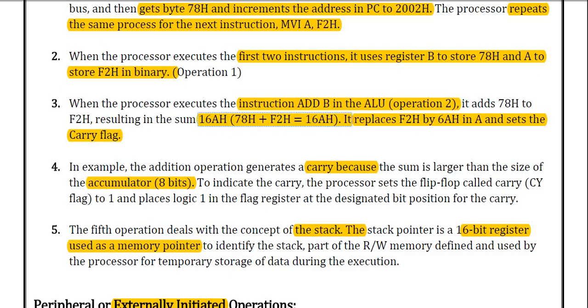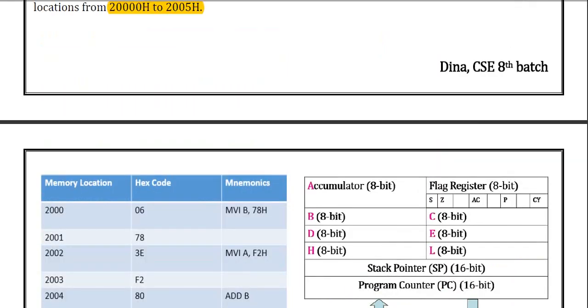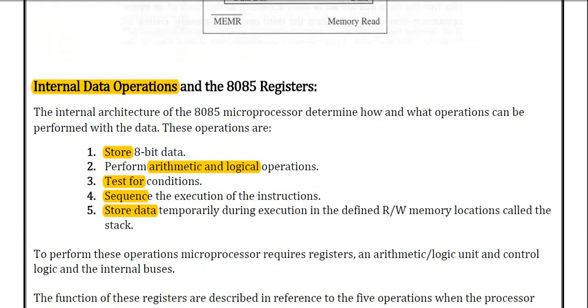The fifth operation deals with the components of the stack. The stack pointer is a 16-bit register which is used as a memory pointer. To identify the stack pointer, the read-write identifier is used to process the temporary storage for the data execution. So by that we can easily say that first of all we have the sequencing operation, then we store the data, then the arithmetical instruction, and then we test the conditions. After testing the conditions we store the data again.